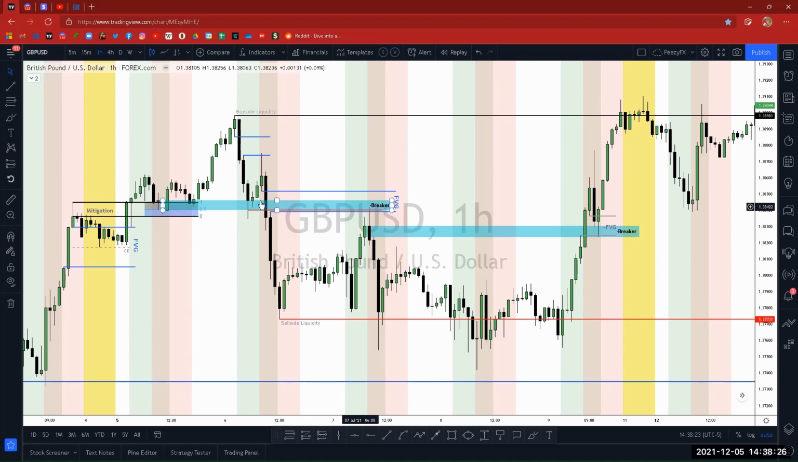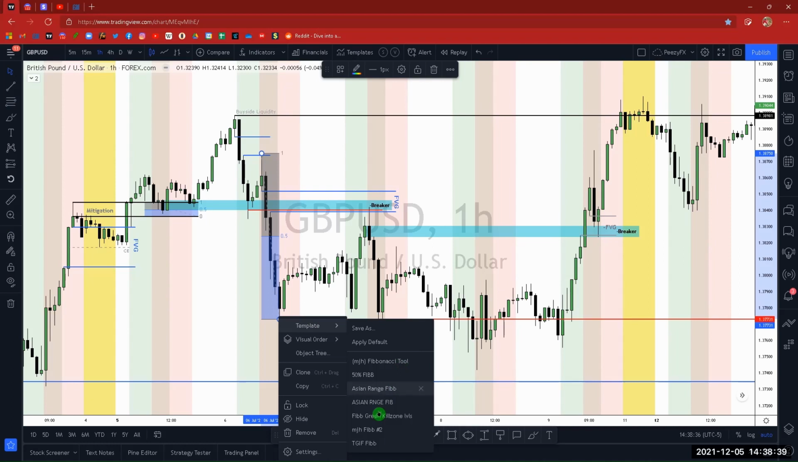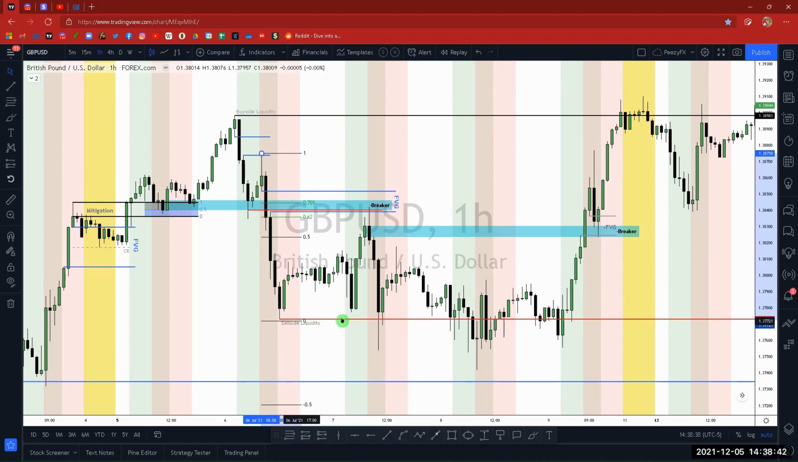So you have 3 confirmations right here, basically. 4, New York open, optimal trade entry from the high to the low. Extend that out in time. In between the 62% retracement level and 70.5. Time and price.